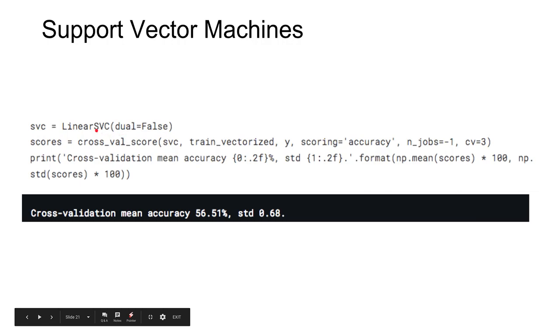We basically just throw everything we already had. We create a linear SVC, which is Python's way of saying support vector machine. And then we throw it into our cross-validation with the same parameters that we had before.